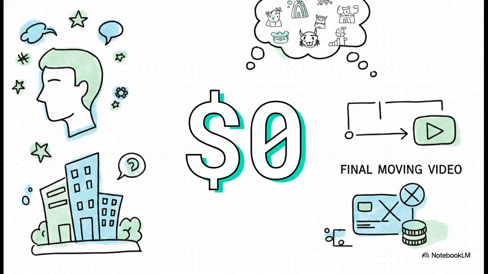But here is the absolute best part of this workflow: the cost efficiency. It takes 0 credits and exactly $0 to generate unlimited character and location concept images inside Google Flow. You only use credits when you generate the final moving video. That means you can spend hours perfectly crafting your characters and environments without spending a single cent.